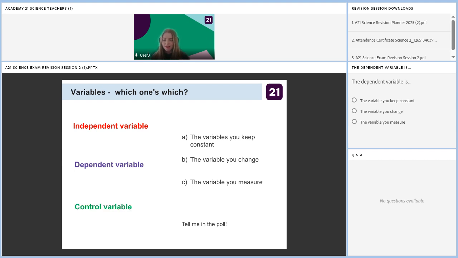Finally, the last one then is the control variable. So again, feel free to let me know in the poll, what is a control variable?